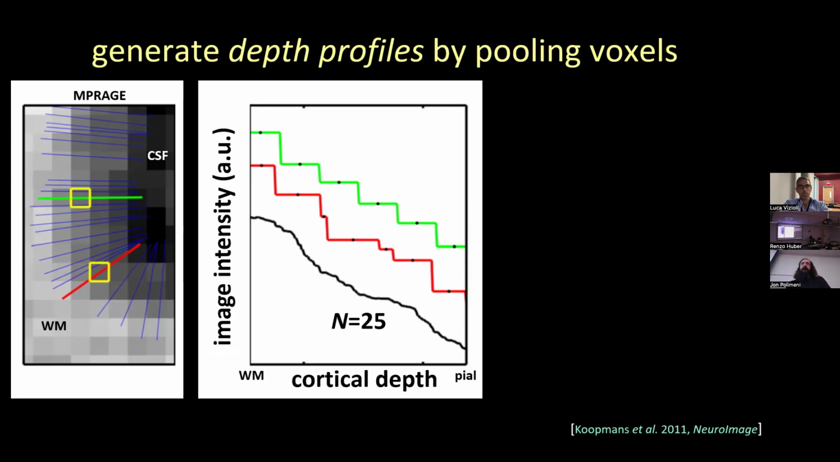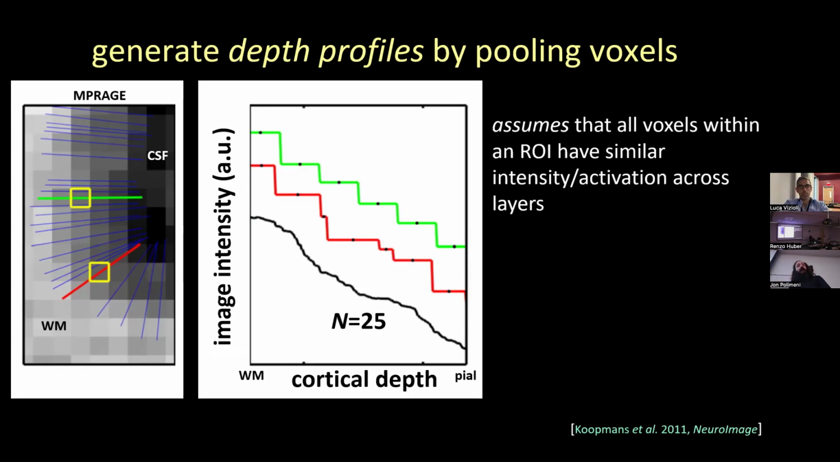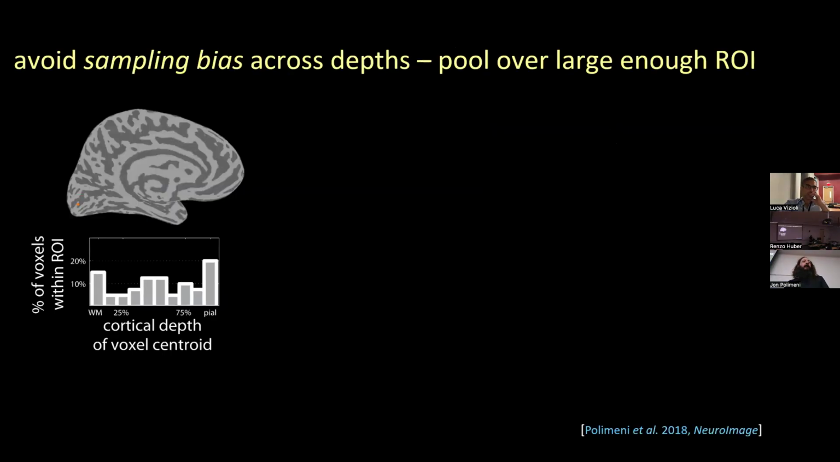Now note that this approach assumes that all voxels within an ROI have similar intensity or activation across the layers, which is allowing us to average in this way. In order to do this, we need enough locations. In this case, we have 25. If we only looked at 3 or 4 locations, you'd imagine this profile would look very irregular. So in order to avoid sampling bias, you need to look at many different locations and pool over a large enough ROI.